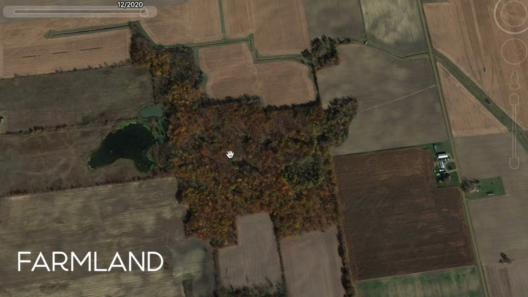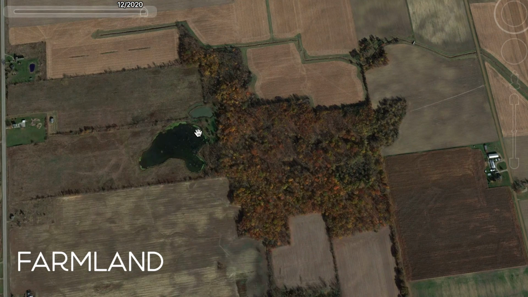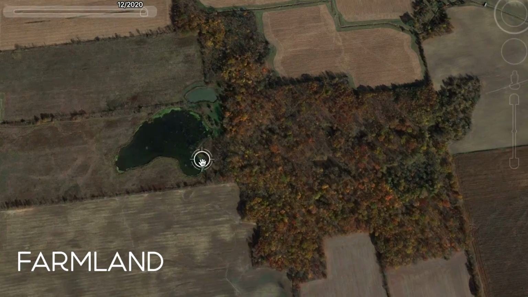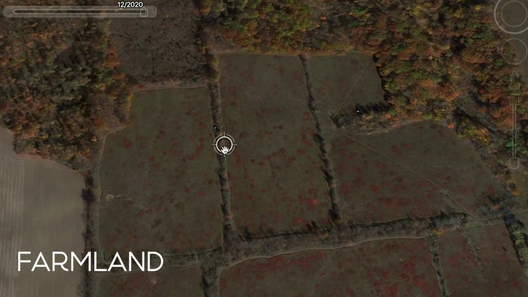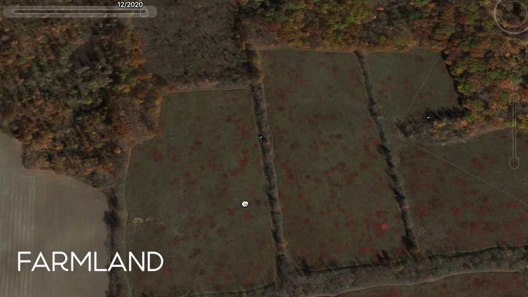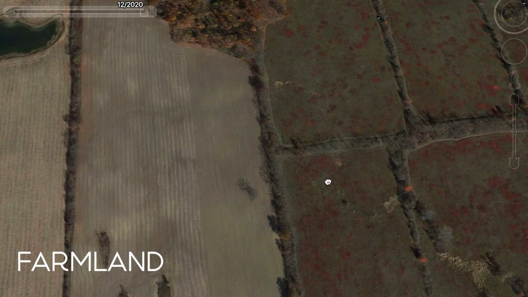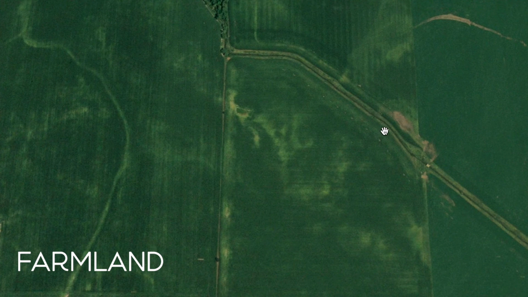Obviously, deer are creatures of the edge. You know, they like transitions. Keep an eye out on your maps for ponds, for fence rows, drainage ditches, all that kind of stuff is going to be deer highways. Bucks will use ditches and drainage ditches for travel, creek beds for travel.